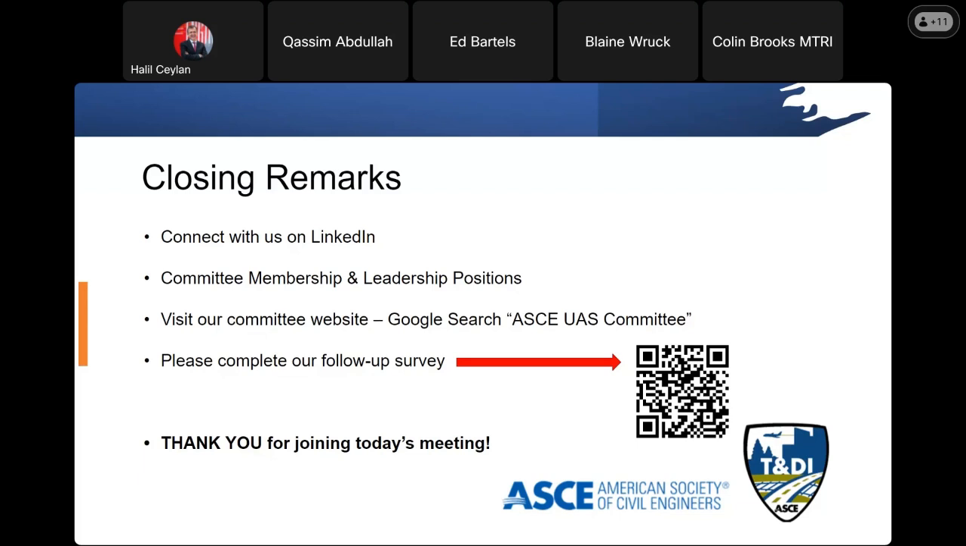Join our officers, committee officers. If any of you are interested, please let us know. And please take our follow-up survey with the QR code on the screen. That helps us get in touch with you and see how you can help with our committee content and activities.